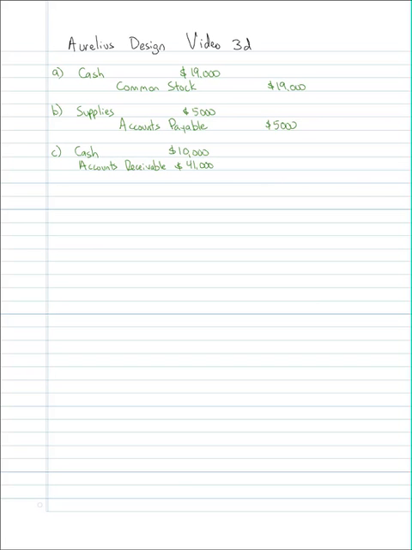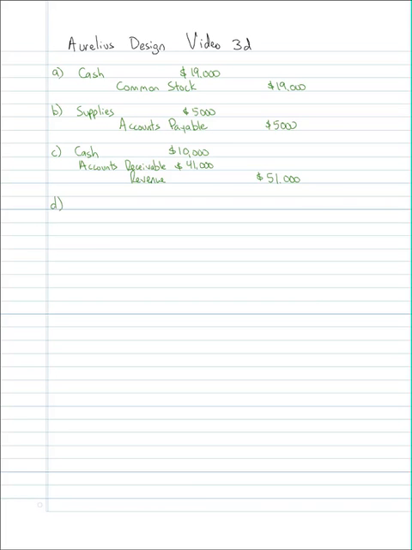Now, why is cash going up and why are customers owing us money? Because we have performed services for our customers. We have done our job. We have earned revenue. So I will record revenue. To record the increase in revenue, which is an income statement account and therefore an owner's equity account, we use a credit. And so we credit revenue $51,000.